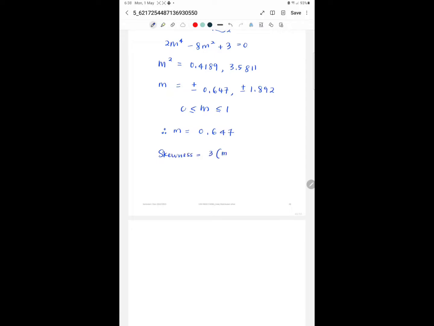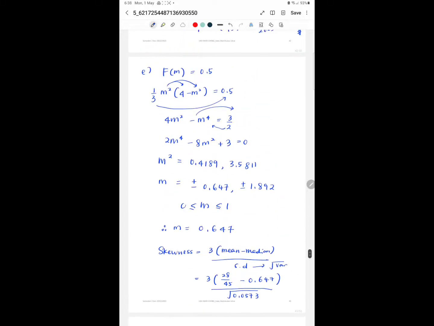Skewness formula is 3 times (mean minus median) over standard deviation. So the mean we already have in the question. The median, we substitute back the answer here, over the standard deviation, which is the surd of the variance. Variance is now 0.0573. So the final answer is negative 0.311. Right?